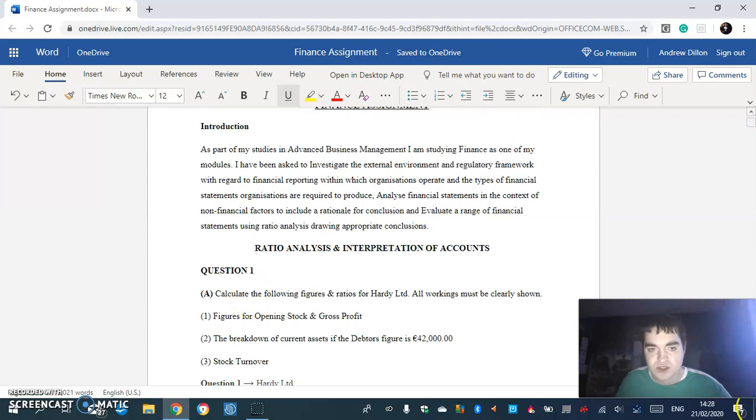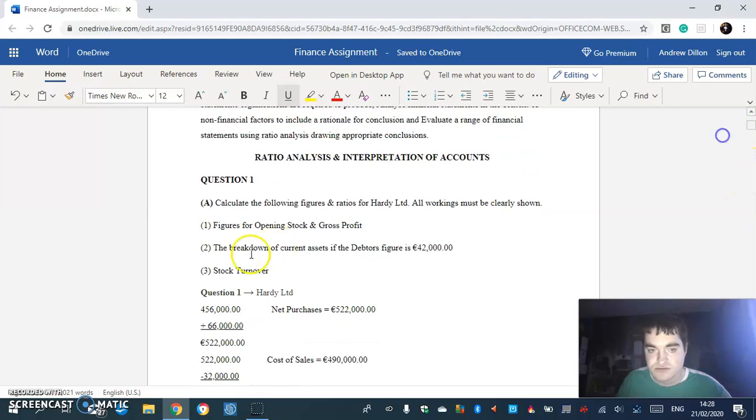So this is what I have to do for question number 1. I have to calculate the figures and ratios for Hardy Ltd, and all the workings must be clearly shown. I have to find the missing figures for the opening stock and the gross profit. The second part is where I have to find the breakdown of the current assets. The debtors figure is €42,000. Then the third part, I have to analyse and do my stock turnover.